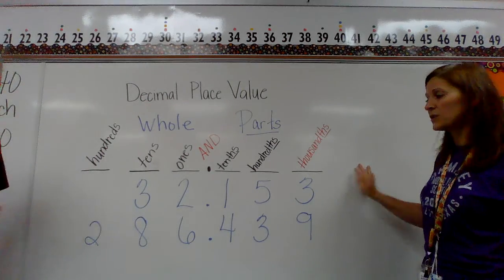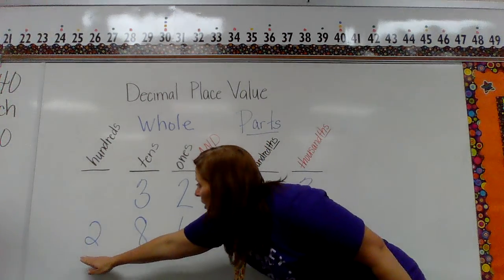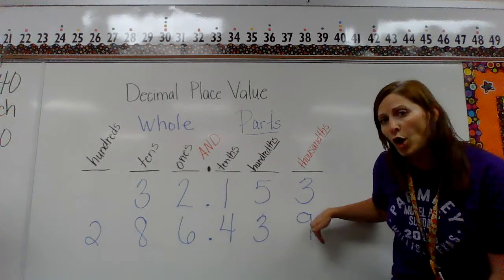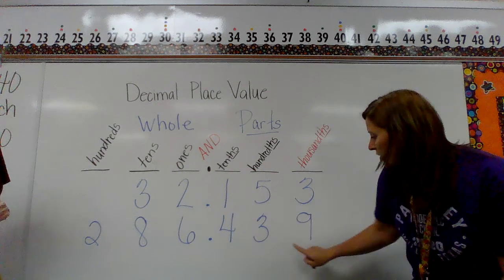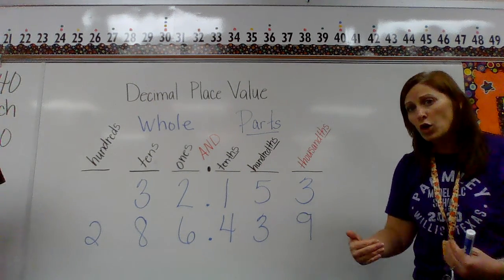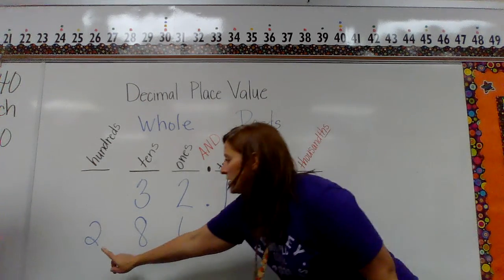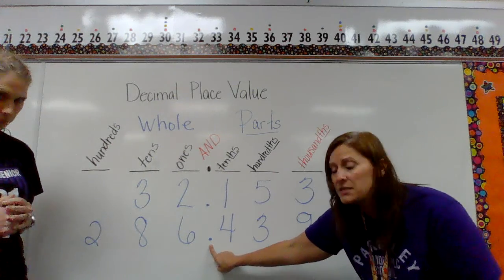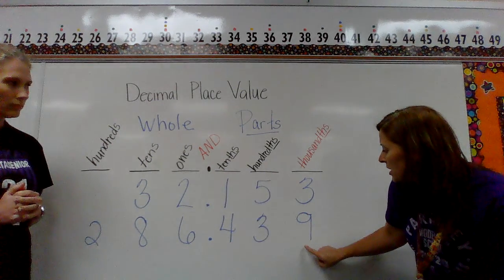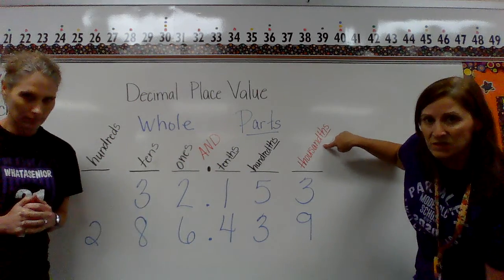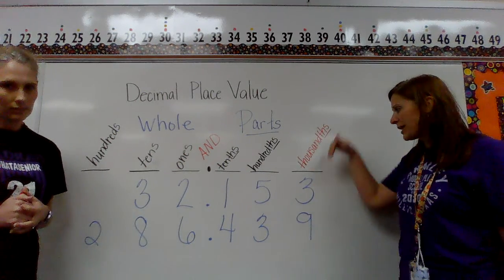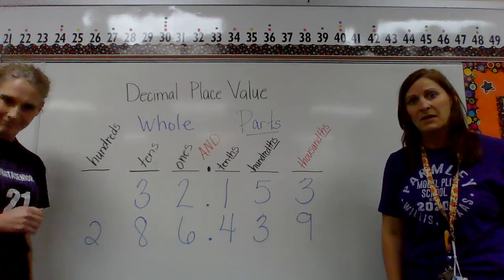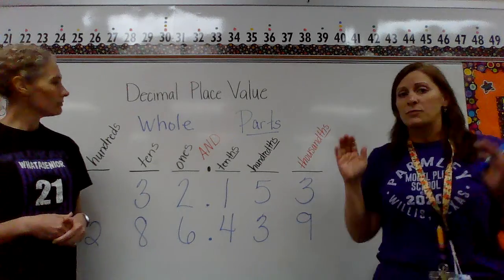So let's try it again with this second number. Okay, we have hundreds, tens, and ones in the whole numbers. And then once we get into the parts of a whole, we have 4, 3, and 9. So let's read first the first name, which is 286 and 439 thousandths. So we've got to add whatever place we end on at the end for our last name.